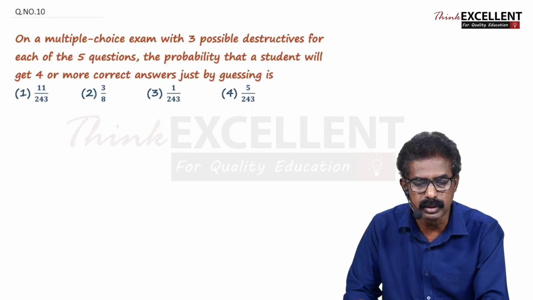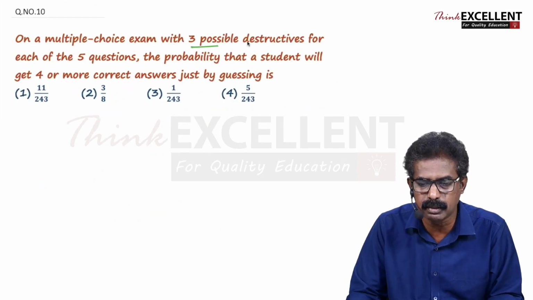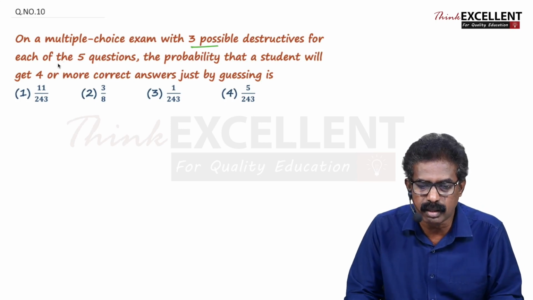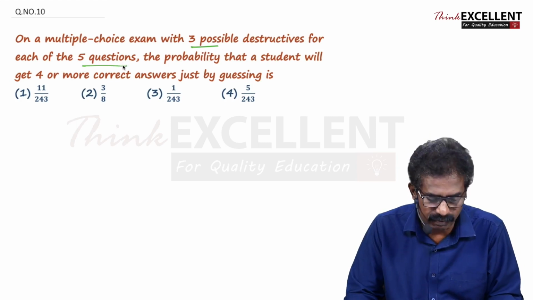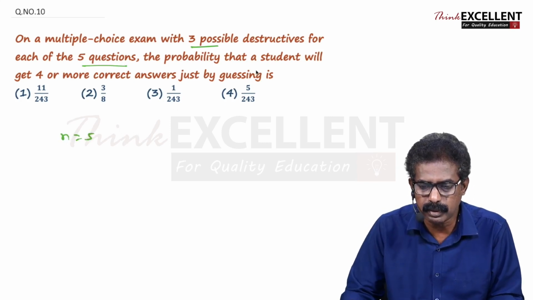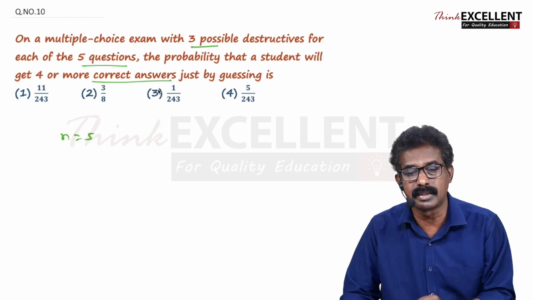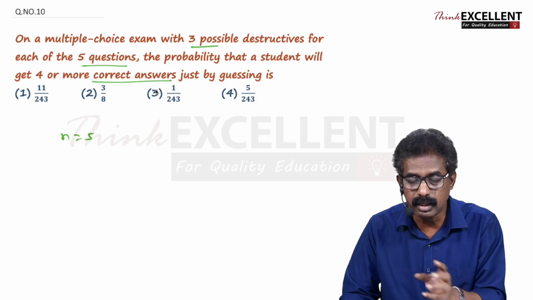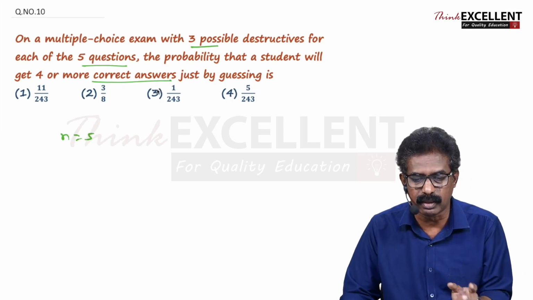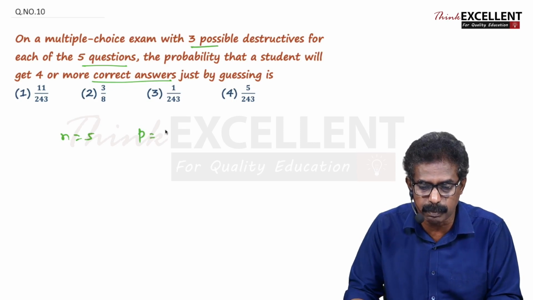Now we do one more question, question number 10. On a multiple choice exam, 3 possible distractors for each of the 5 questions, totally 5 questions given. So n is equal to 5. What is the probability of getting 4 or more correct answers? Getting the correct answer is success. There are 3 options given for every question, so the probability of getting the correct answer is 1 by 3.